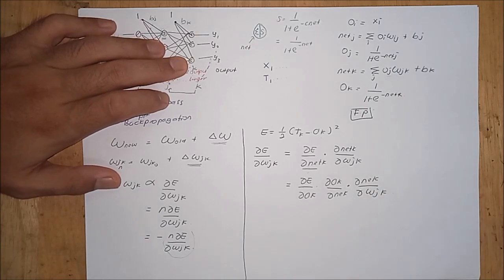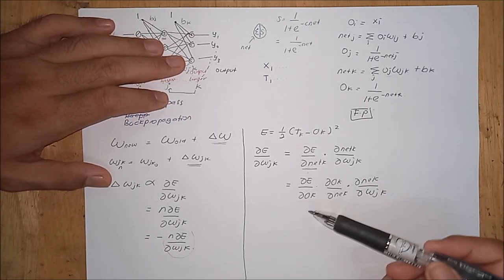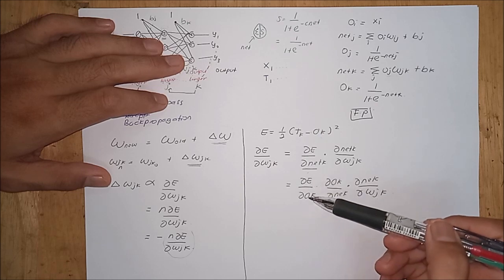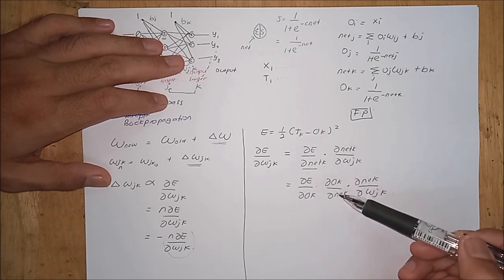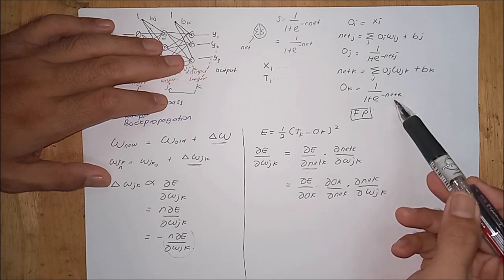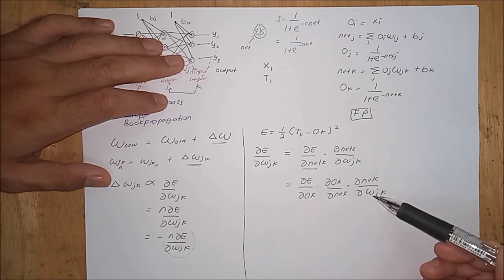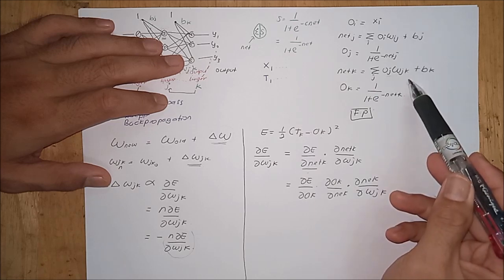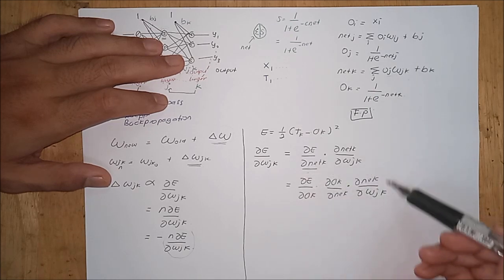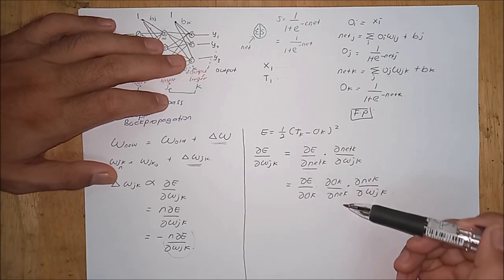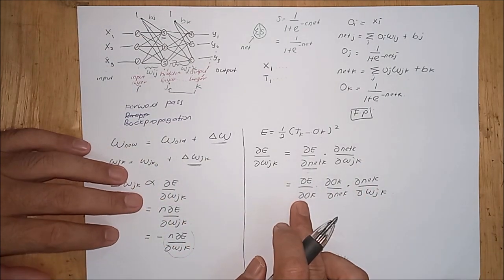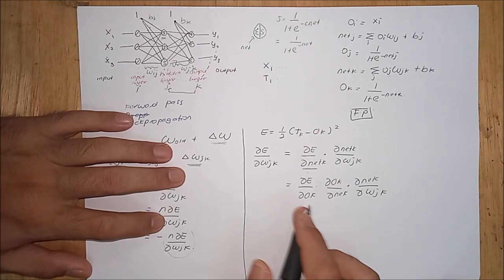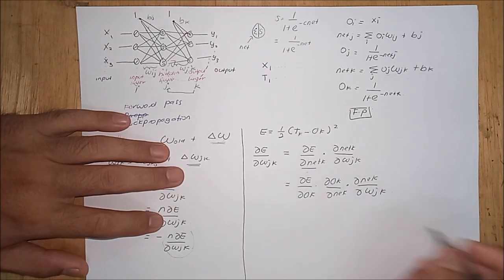For dE over dok, you can find the relation here. dok over d net k, you can find it here, and d net k over dwjk, you can find it here. So our derivation of the chain rule is completed. The next step is how we are able to find the output for this derivation process.